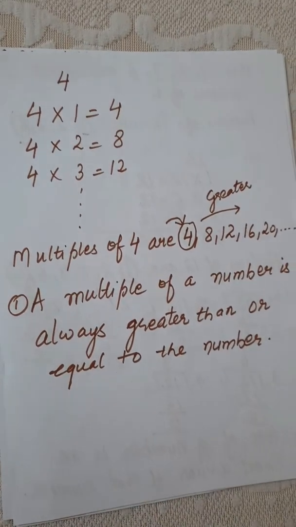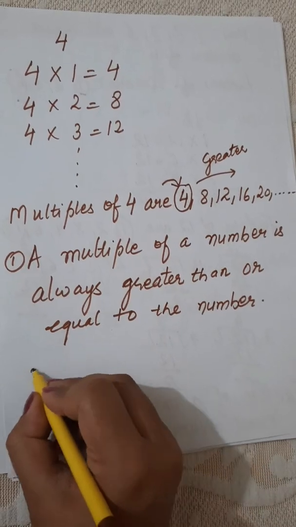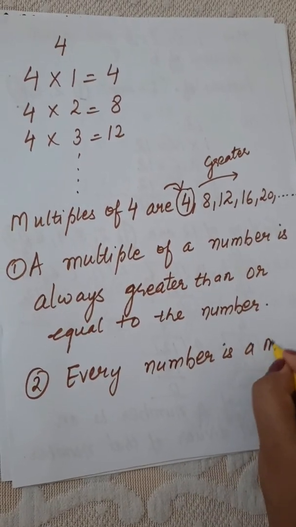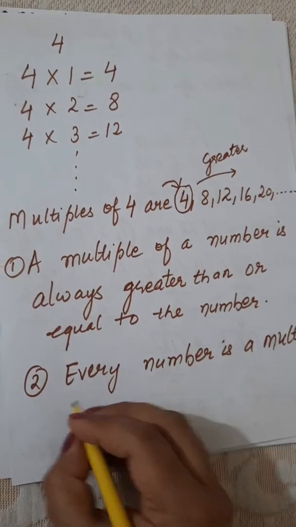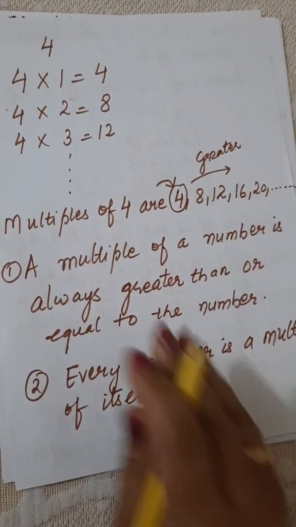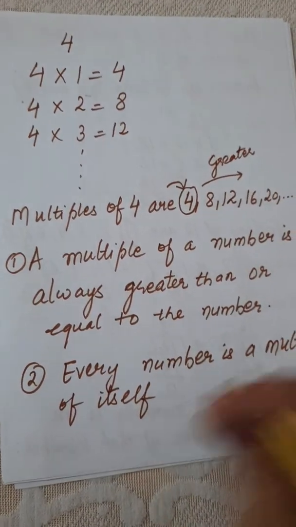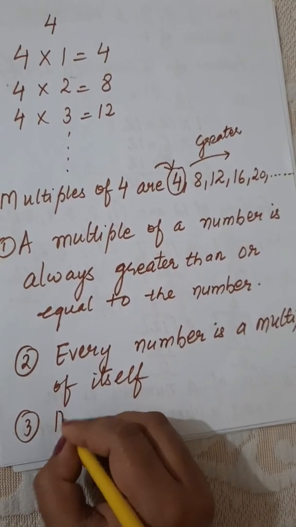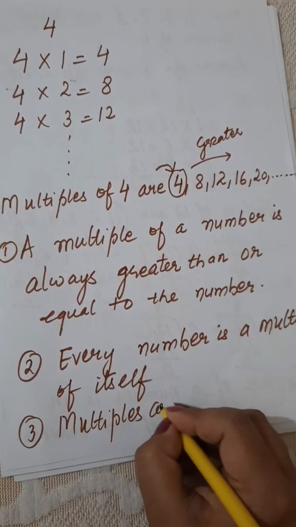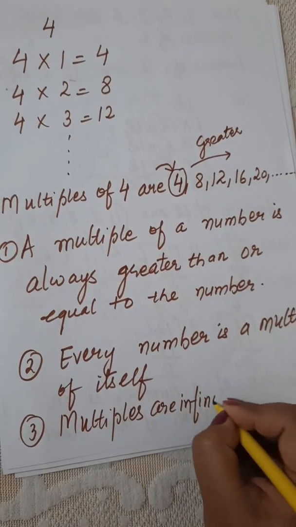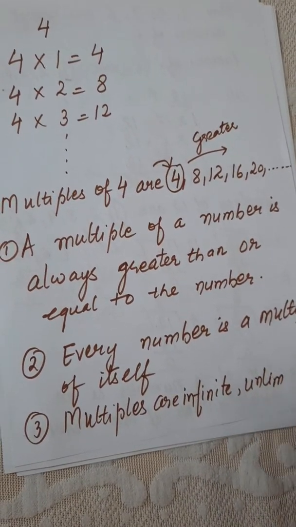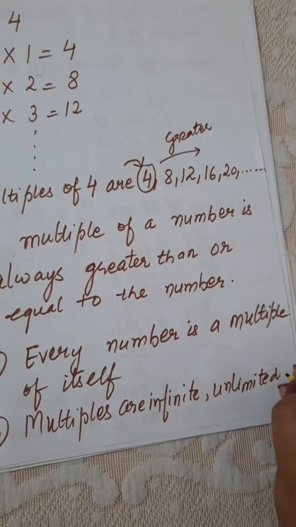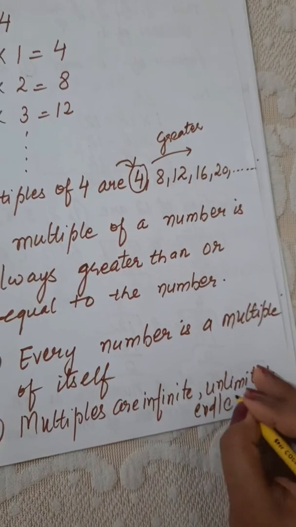We can also say that every number is a multiple of itself. We can also write like this: every number is a multiple of itself. Because if I have to write the multiples of 4, firstly I will write 4, then 8, then 12, and so on. And with both the examples, what I conclude is that multiples are infinite, means unlimited, because so many multiples we can find by multiplying the given number by 1, 2, 3, 4, 5, and so on. Or we can also say that endless.